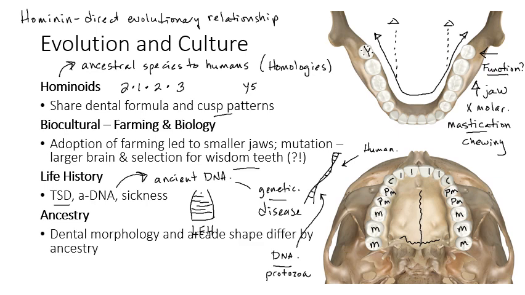Our teeth, and while I've pointed out that they can help us looking at the DNA of the teeth, ancestral connections, dental morphology, or the shape, write that in there, the shape of our teeth, they do differ by ancestry. And here, for example, when we're looking at the morphology, we're looking for extra cusps, for example.